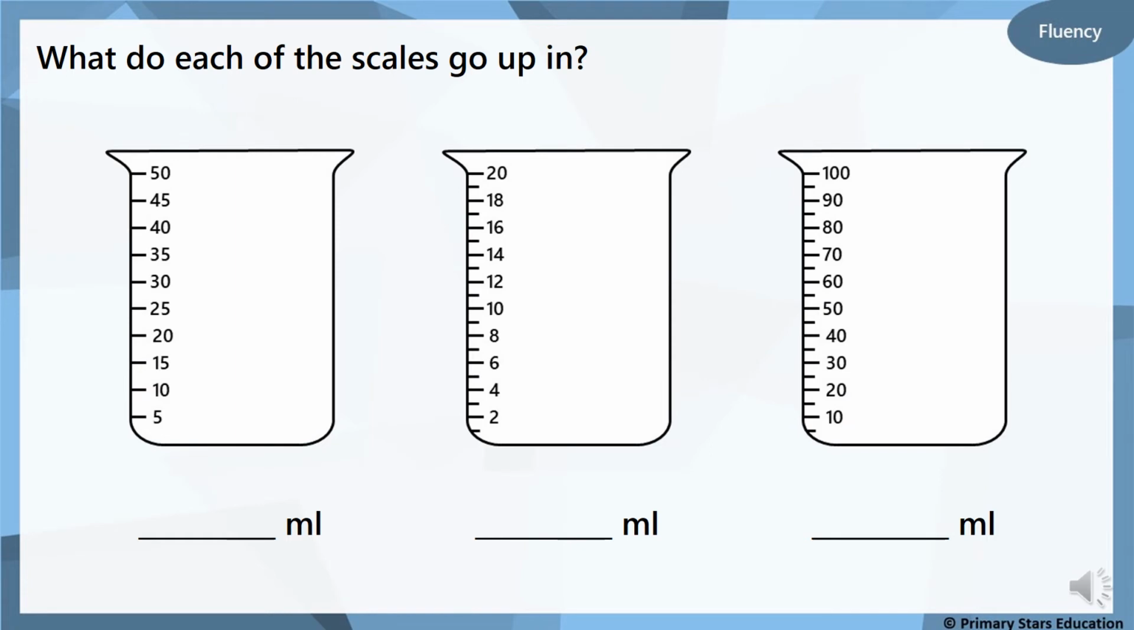What do each of these scales go up in? So let's have a look at the first one together. Can you see that it says 5, 10, 15, 20 and so on? What is that counting up in? I'm sure you know this one. It's counting up in 5 millilitres. The next one, look at the numbers, see if you recognise that pattern. Counting up in 2s. And the third one, you should recognise this one. It should be nice and easy peasy because it's counting up in 10s.